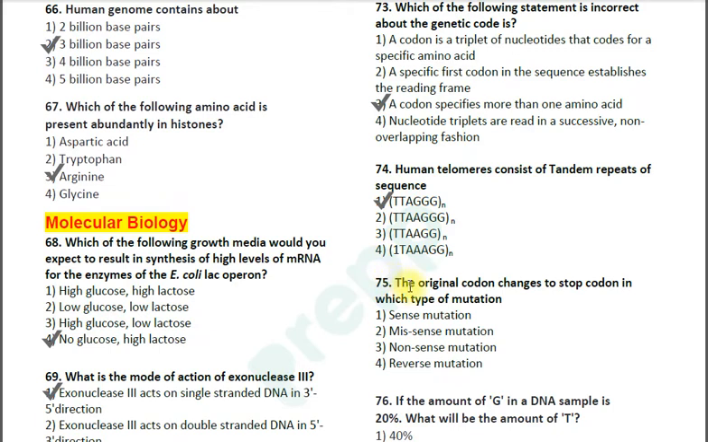Question number 75. The original codon changes to a stop codon in which type of mutation? Options are 1, sense mutation, number 2, missense mutation, number 3, nonsense mutation, number 4, reverse mutation. So here the correct one is option number 3, which is the nonsense mutation.